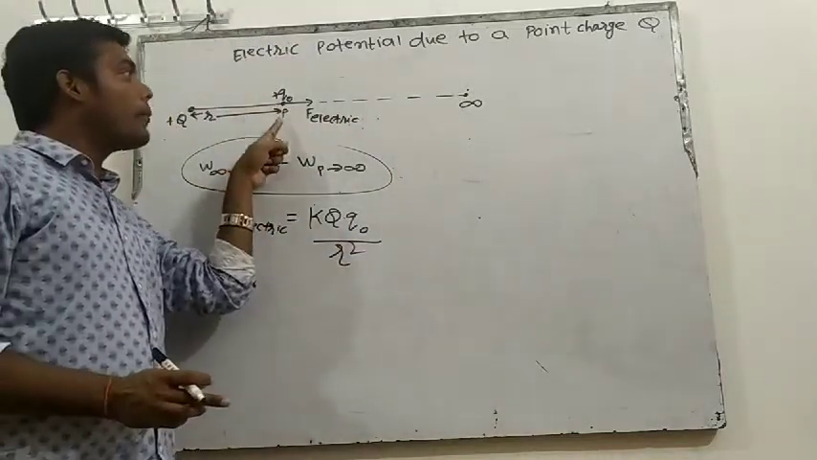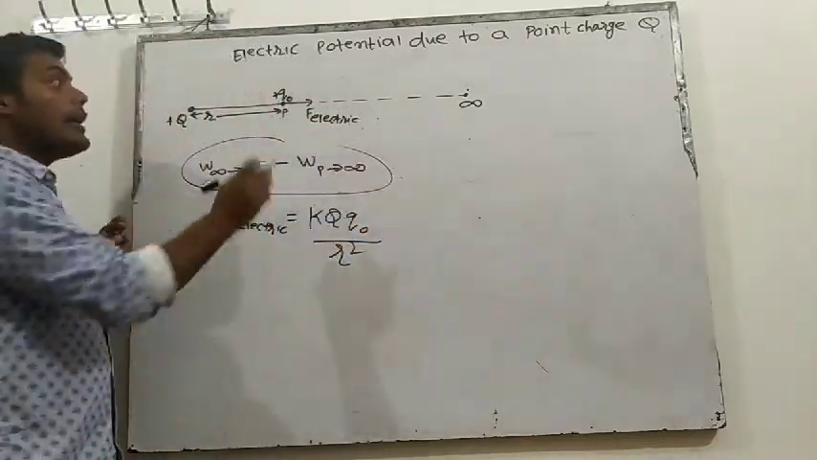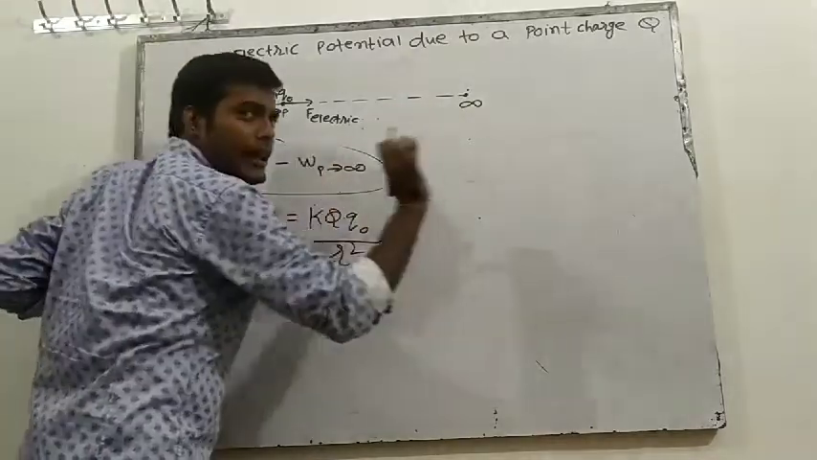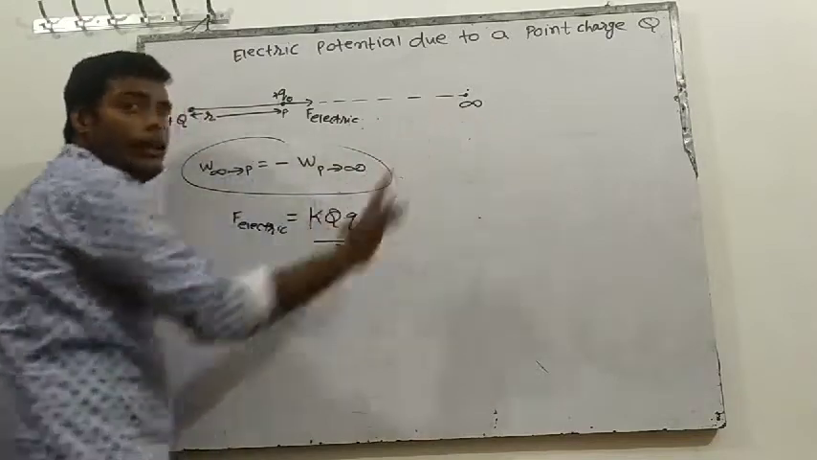When this charge goes from P to infinity, this charge should move very slowly. This charge will go very slowly. So from P to infinity it will go very slowly.